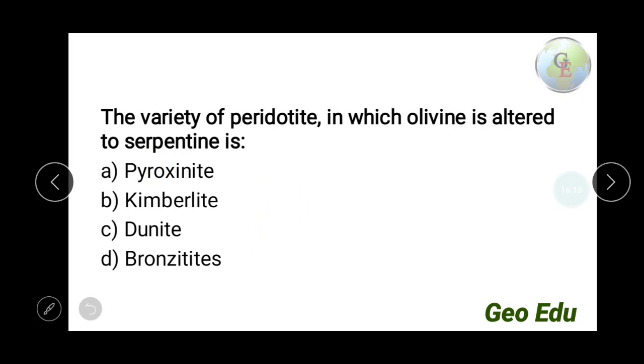Next question, the variety of peridotite in which olivine is altered to serpentine is: option A, pyroxenite. Option B, kimberlite. Option C, dunite. Option D, bronzite. So here the answer will be kimberlite. Kimberlite contains at least 35% olivine and a significant amount of phlogopite, pyroxene, carbonate, serpentine, diopside, monticellite. Most of the kimberlites contain olivine that has been altered to serpentine. So the answer will be kimberlite.